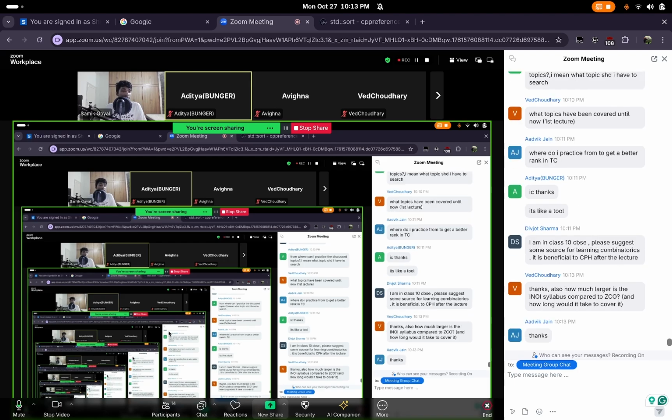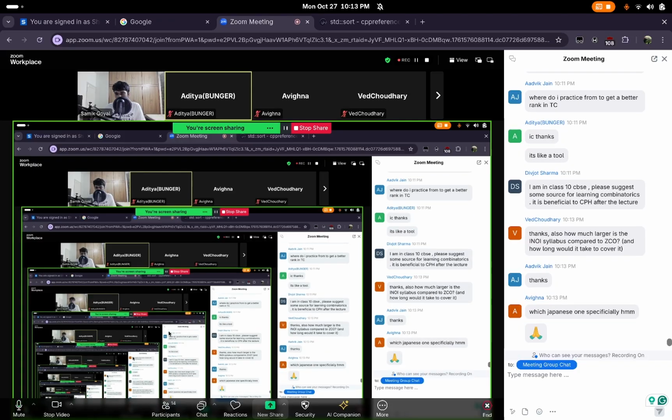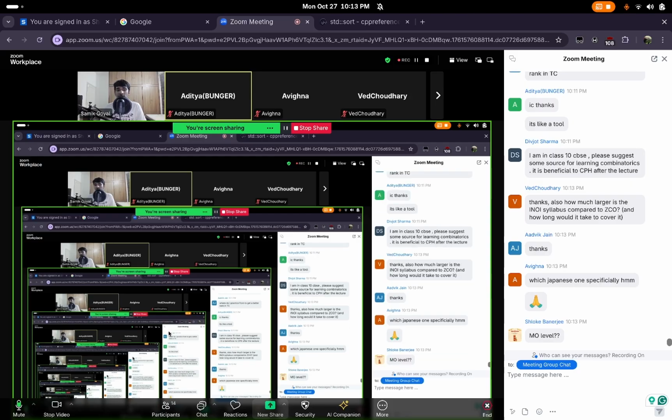Class 10, please suggest combinatorics. Combinatorics, you don't need to know too much for OI. And honestly, I don't think I can answer this question because I personally don't know combinatorics that well. And again, you don't need to know combinatorics, just remember the binomial theorem, and that's basically it.